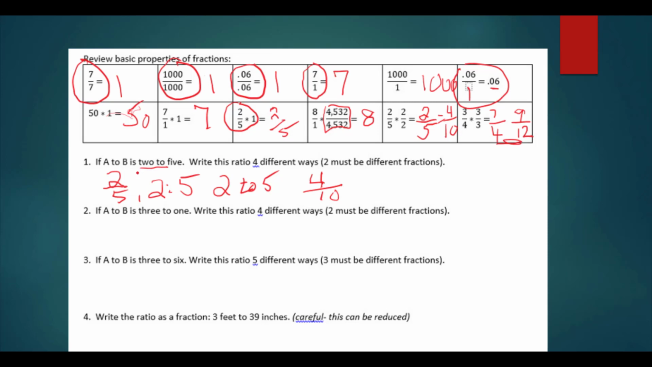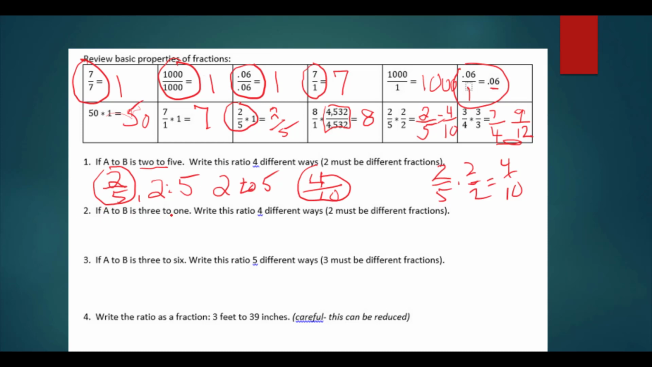Think about what I did. Right? I took this fraction, I multiplied it by 2/2, which is 1, because 2 divided by 2 is 1, and I got 4/10. So there's another ratio that's equivalent to it.